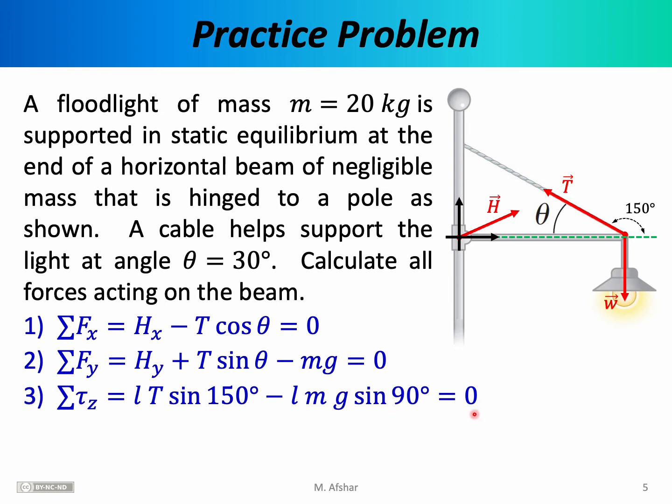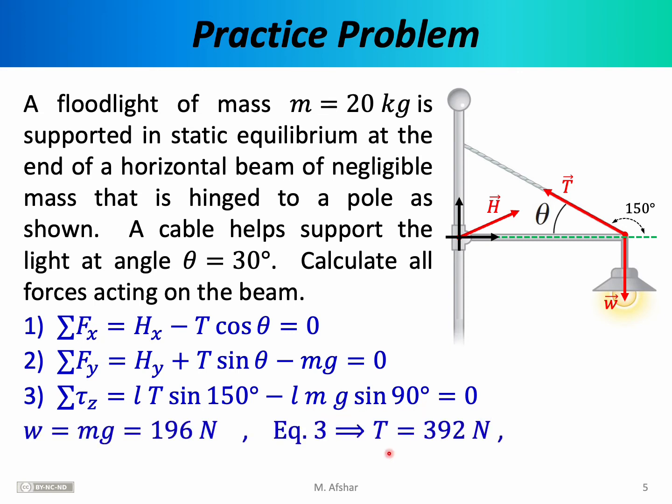Equation 3 is actually the easiest one because we can immediately solve for tension. Notice that the length of the beam cancels out. M is given. G, of course, is 9.8. So we can immediately solve for tension by solving equation 3. Equation 3 implies that tension is equal to 392 newtons. Weight, of course, was easy to solve from the very beginning. We didn't really need any of these equations to solve for weight.